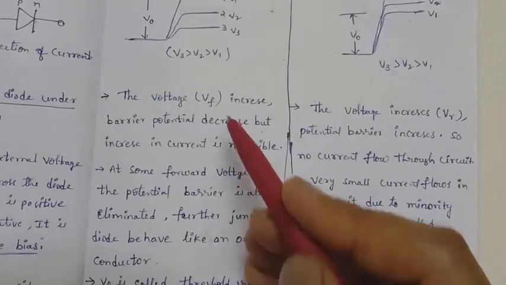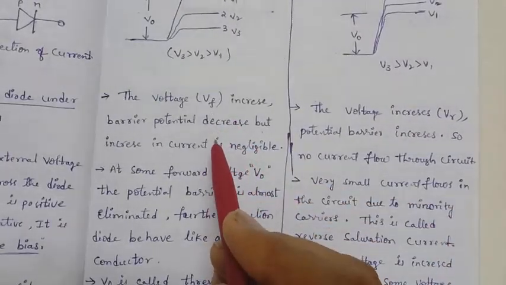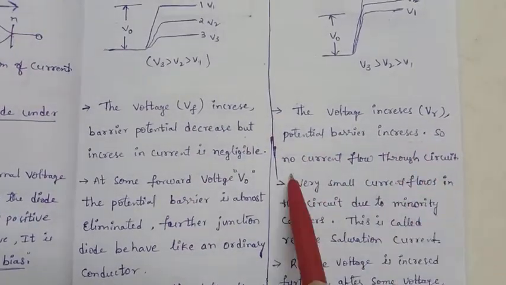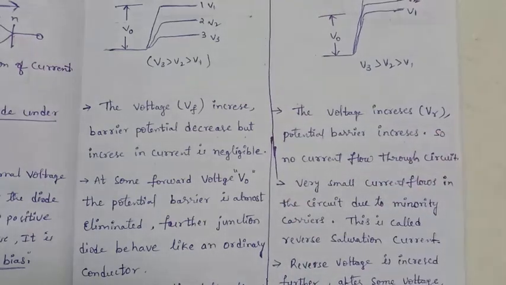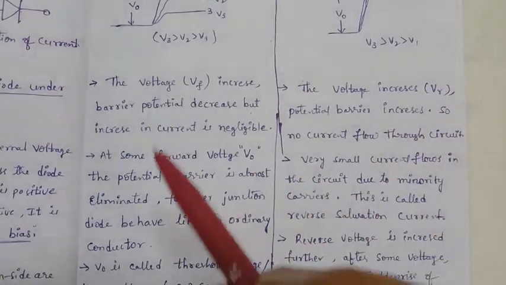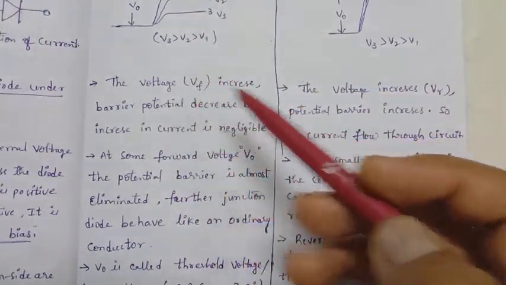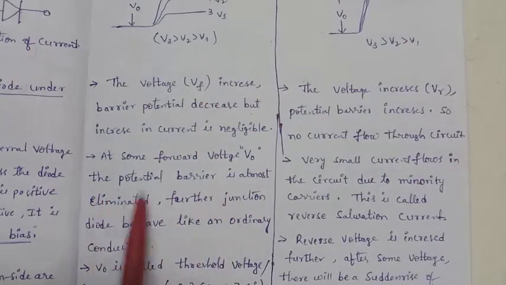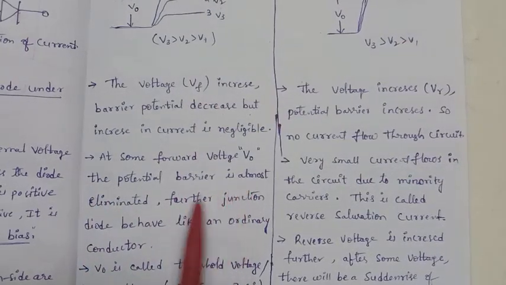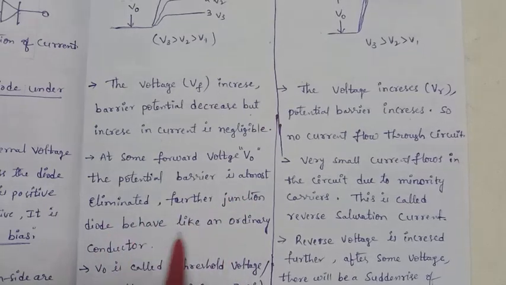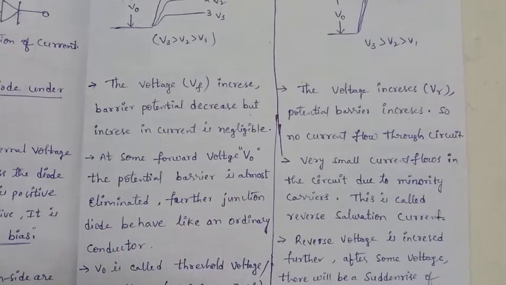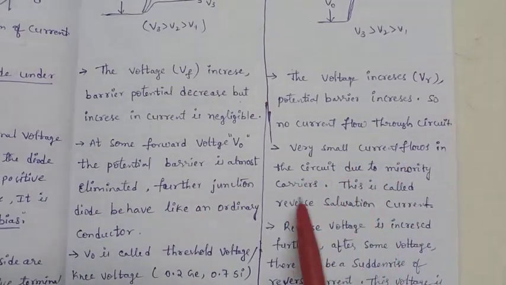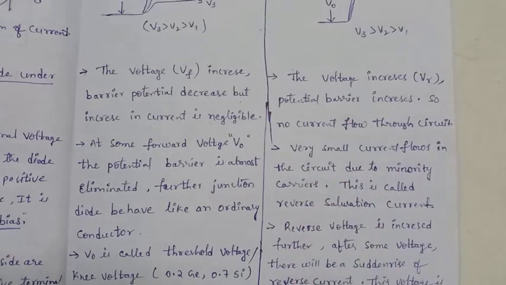Here, with increasing voltage, the barrier decreases. In reverse bias, with increasing voltage, the potential barrier increases, so the depletion layer width will increase. In forward bias, by increasing voltage, the height of the barrier decreases. Here the height of the barrier will increase. At a particular voltage, the potential barrier is almost eliminated. Further, the junction diode behaves like an ordinary conductor. But here a very small current is flowing through the circuit due to the minority carriers. This is called the reverse saturation current.